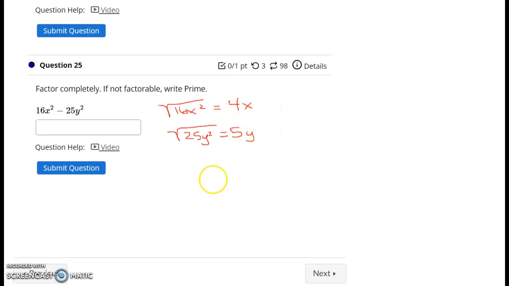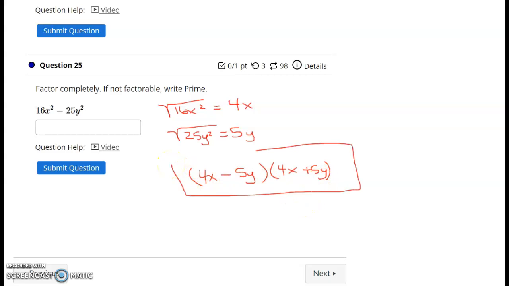So we can take those and say, okay, we'll get 4x for those first parts, and then minus 5y plus 5y for the second parts. And that will be our final answer. So these ones aren't too bad, but you just have to notice the difference of squares.